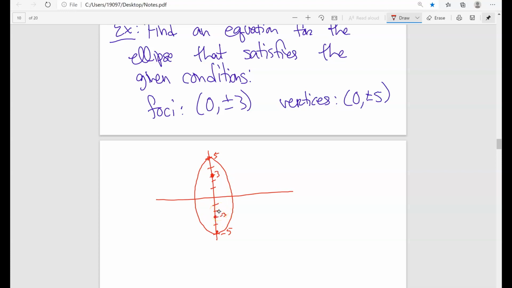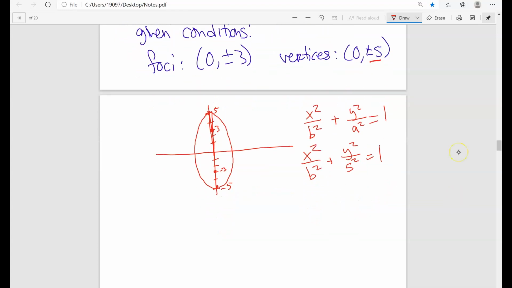So right now, all we have is the equation x squared over, y squared over. Okay, so now in this case, which one should be a? Y is going to be the a, because the major axis, the vertices, are going to be there. So a squared is going to be under the y. B squared, the minor axis, is going to be under the x. So we're going to have x squared over b squared, which we don't know what that is, plus y squared over a squared. A squared in this case is going to be 5 squared. Okay, now we need to figure out what b is.